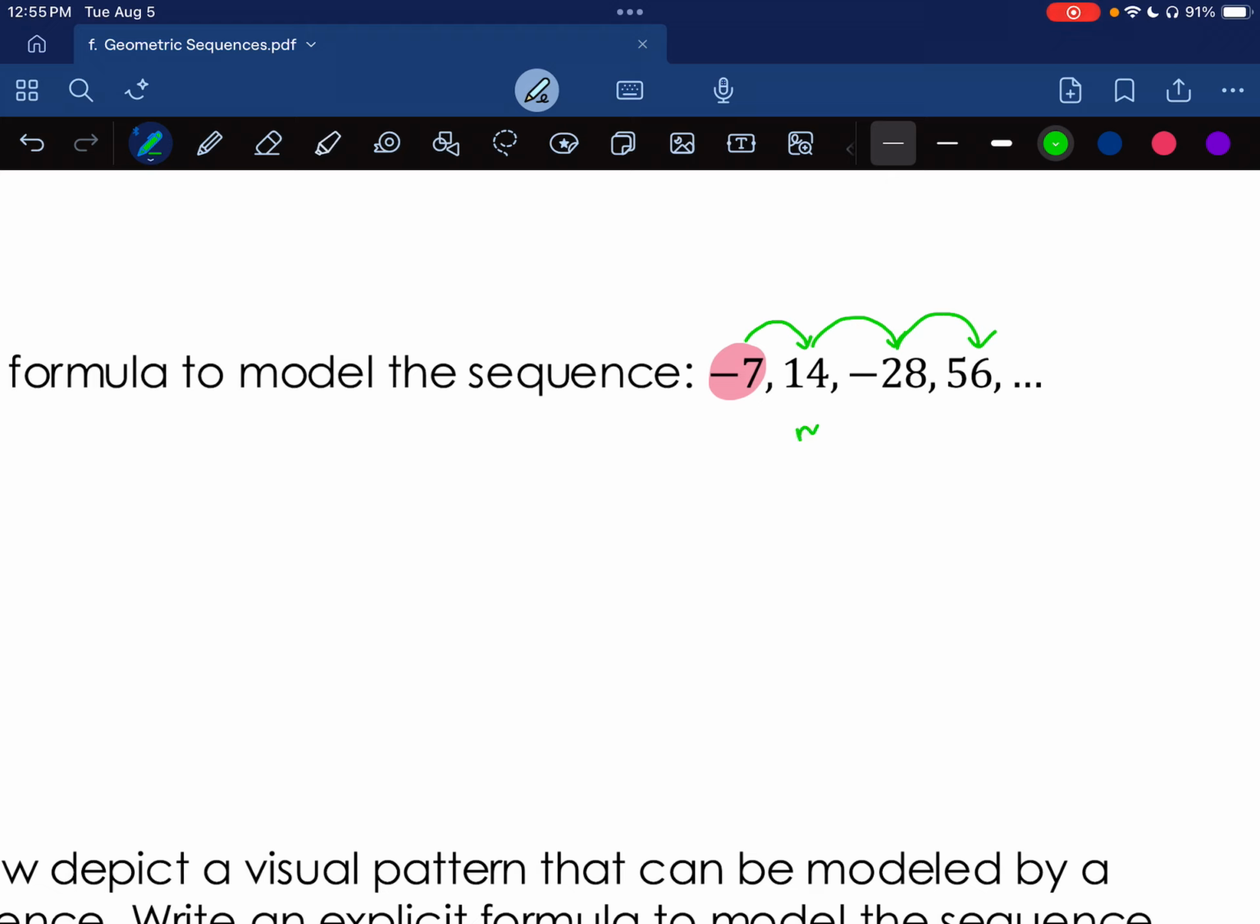A big giveaway that the common ratio is negative is that I'm alternating signs on my terms: negative, positive, negative, positive, negative, positive. That lets me know that if it is raised to a positive exponent, then it's just going to be positive, and that's how I end up with a positive term, like 14 or 56. But if it's raised to an odd power, like 3, 5, 7, 9, that's when I'm going to end up negative.